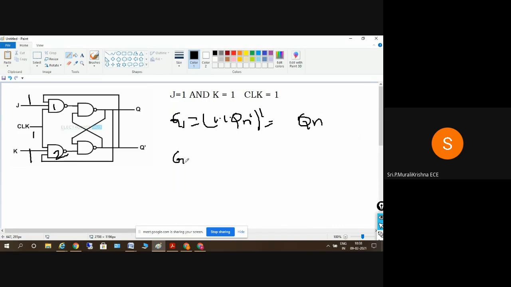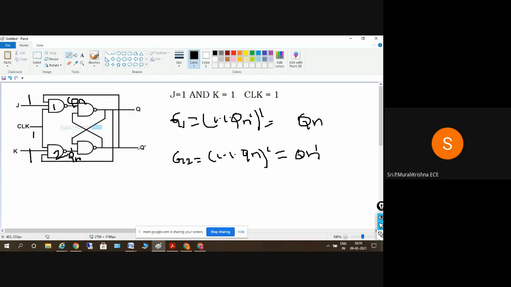And G2, so 1 into Qn whole bar, that is equal to Qn bar. So what I got here is Qn and Qn bar. Yes or no? Yes, sir.